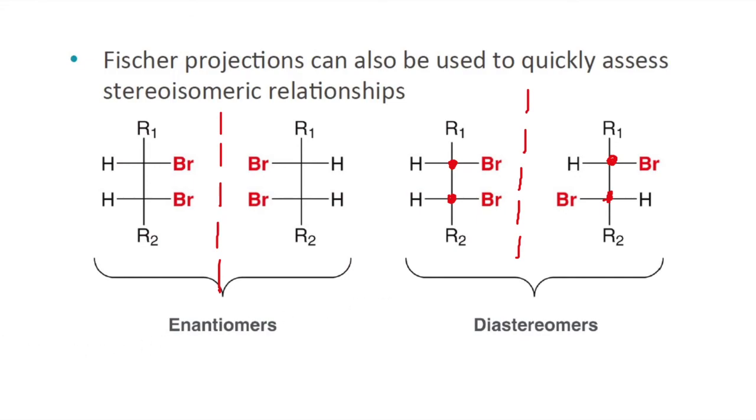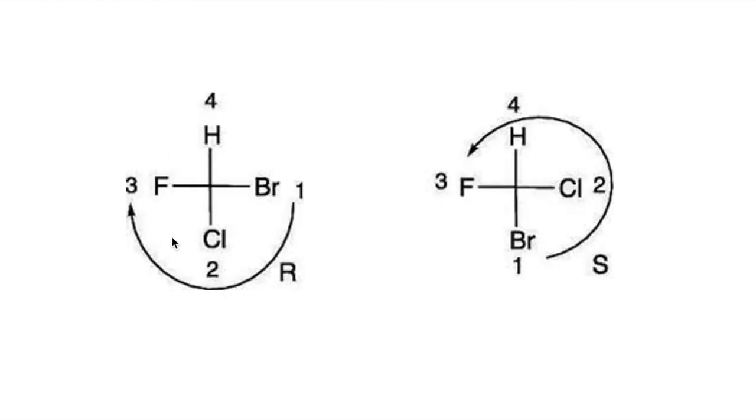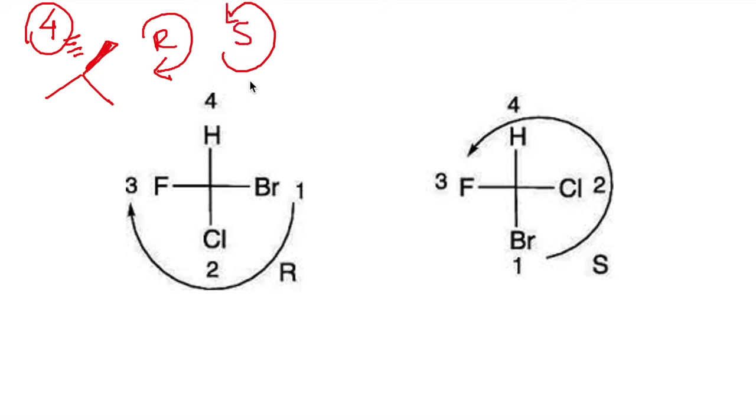So how can we assign R and S when we're looking at a molecule through a Fischer projection? It's very simple. We use the same process that we used for any other molecule. But remember that when we had a molecule that looked like this, we always had to have the 4 in the back to be able to assess if it was R or if it was S. So very similarly, here what we need to have is the 4 pointing up.